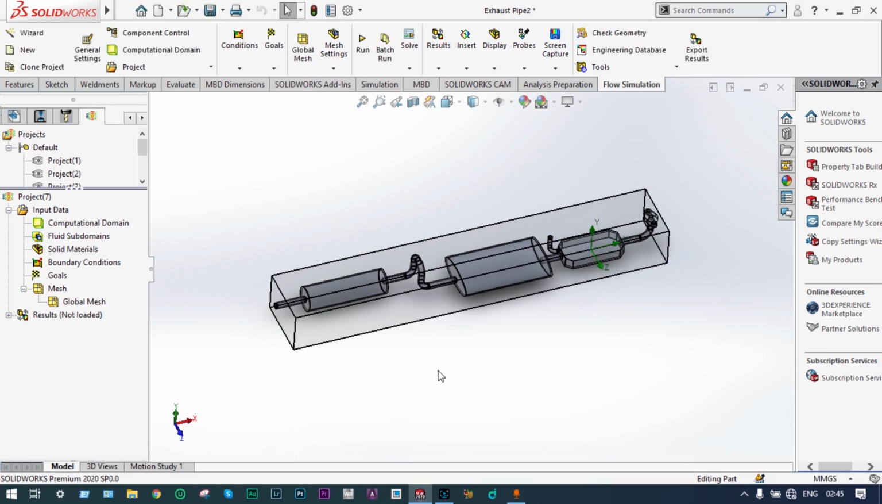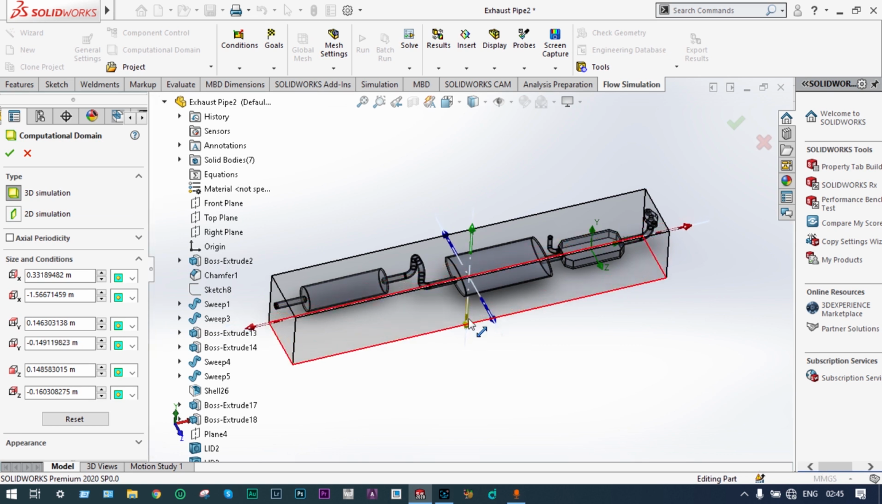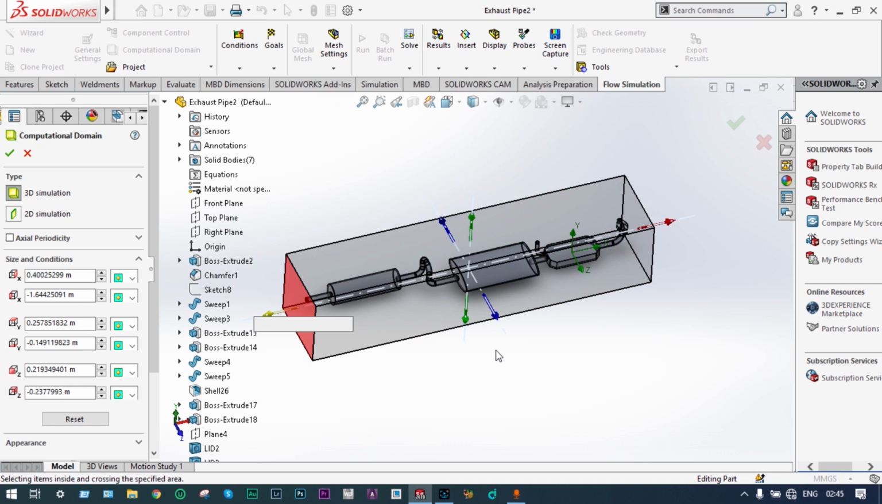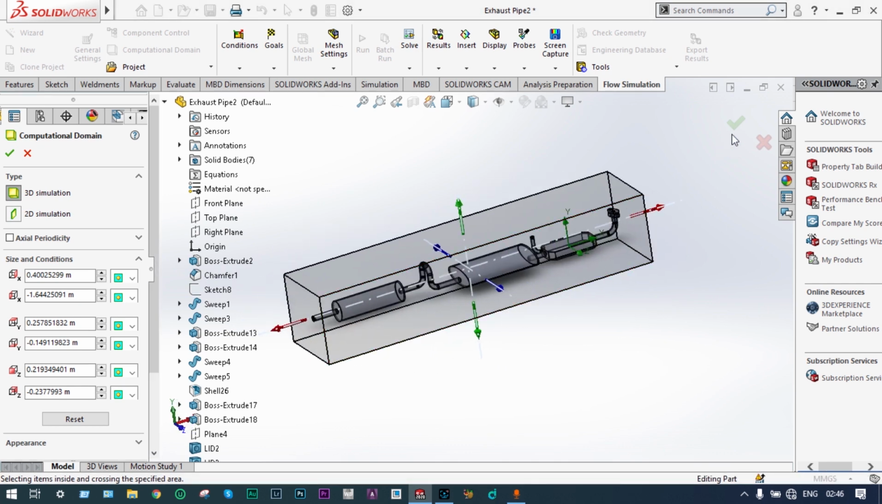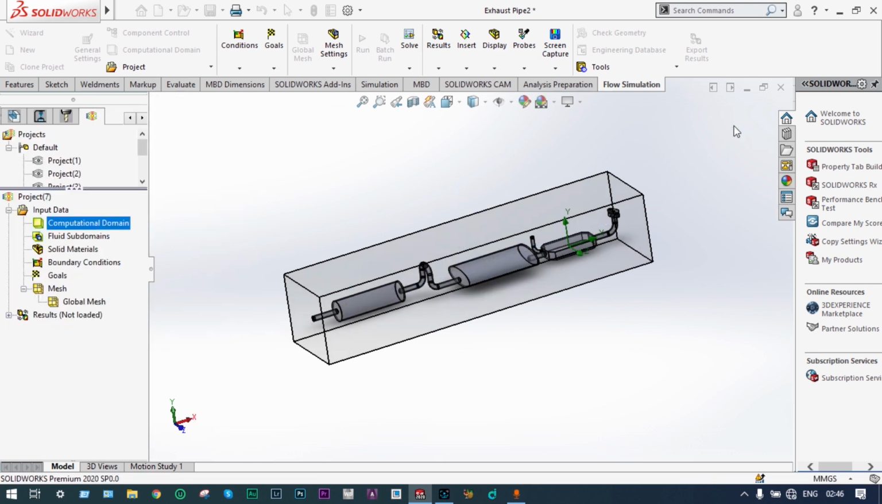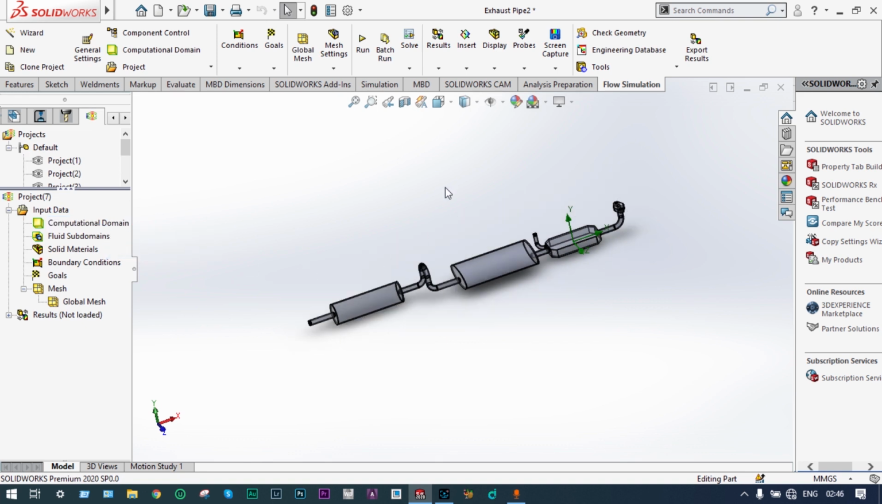This is the computational domain. We can edit this part to ascertain that all the parts of this model are inside this domain. So our computational domain is ready. I'm going to check. Now we can hide this part for our analysis. Computational domain, let's hide it.